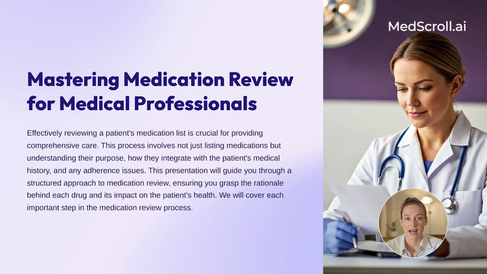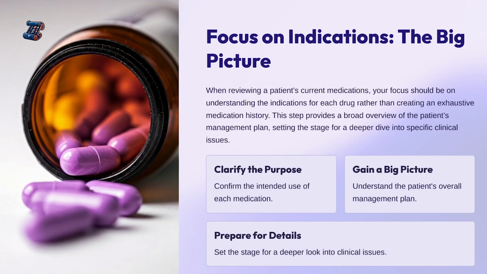When reviewing a patient's current medications, begin by ensuring that you have a clear picture of everything the patient is taking. Your focus is not to delve into a detailed medication history, but rather to clarify the indications for each medication. This step is essential because it gives you the big picture of the patient's management plan before you start exploring their individual problems. Start by reviewing the medications list that has been provided.